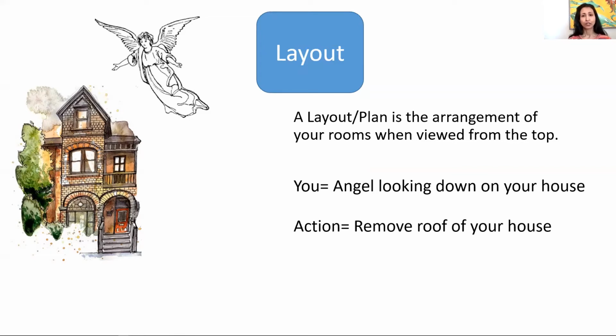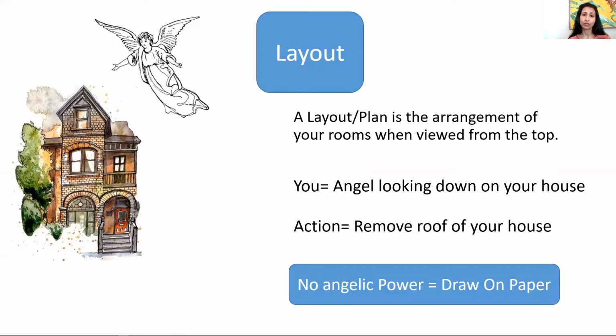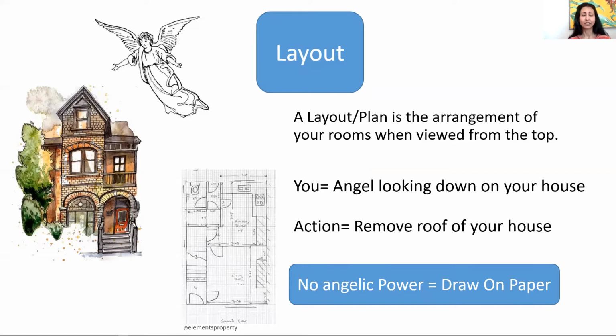In the absence of such powers, you will have to draw the layout of your house on paper, showing the correct shape and size of your walls, doors, windows, and the proposed extension or changes. This drawing on paper should be to scale and a fairly accurate representation of what is and what shall be. Elements Property have a tutorial for this purpose online.